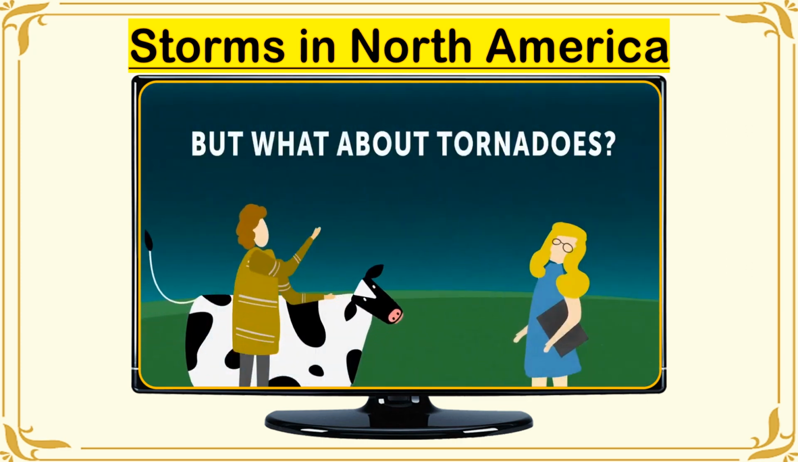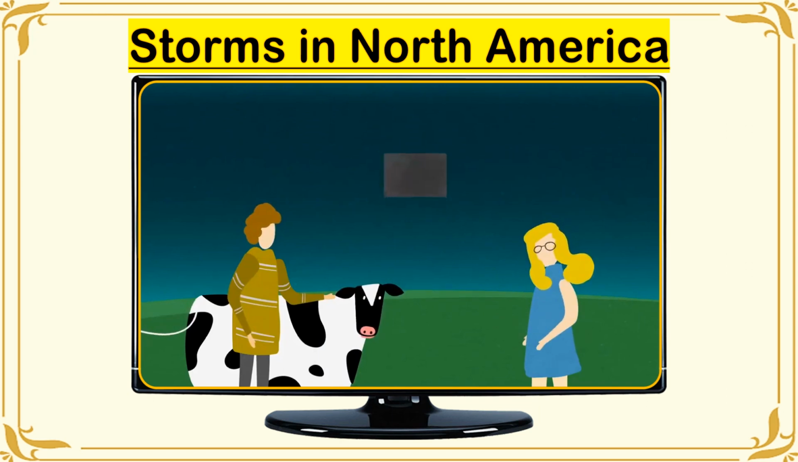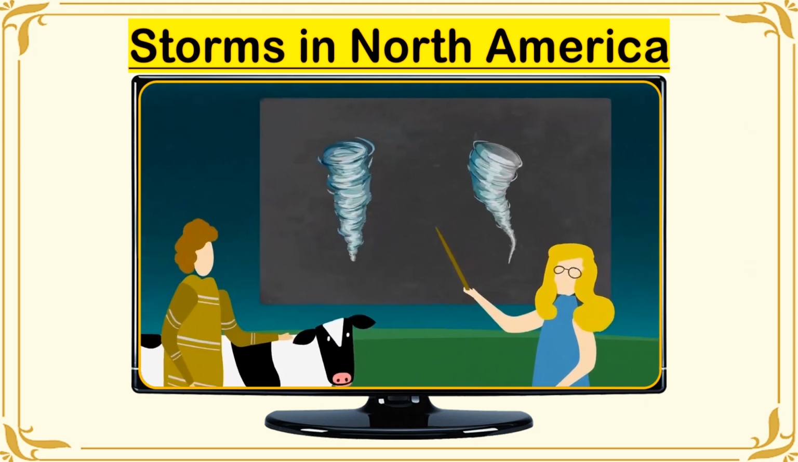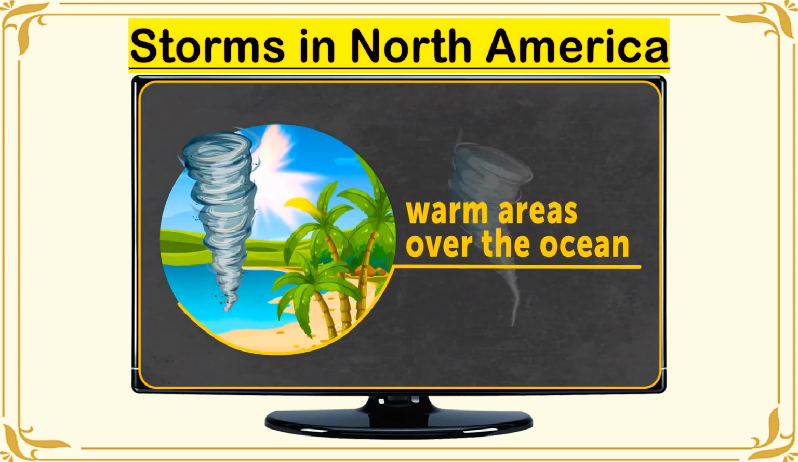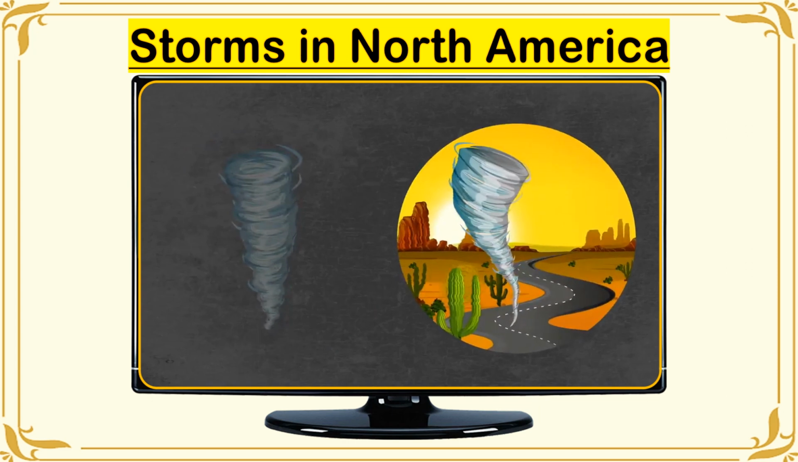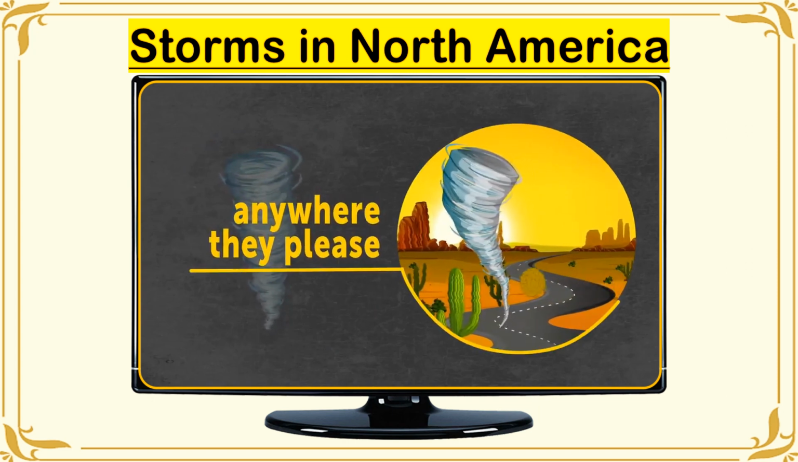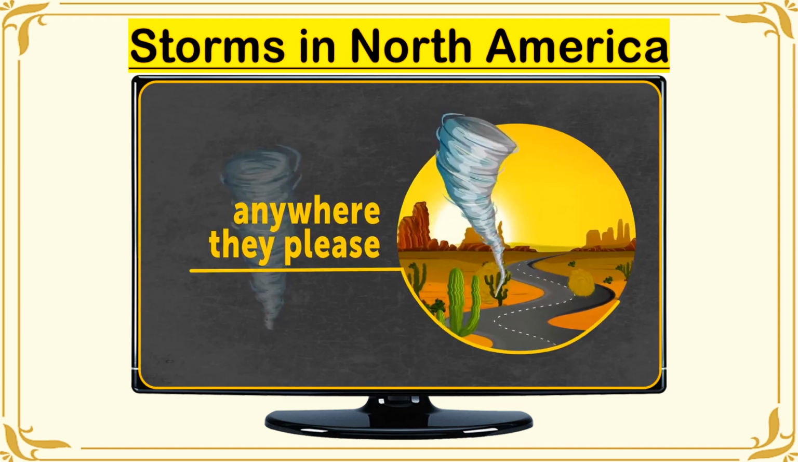But what about tornadoes? Are they the same as cyclones? No. In fact, these two can't be more different. First, tropical cyclones only form in warm areas over the ocean. They can never occur anywhere else. Tornadoes, on the contrary, can form almost anywhere they please, both over sea and over land. But there's much more to it than that.